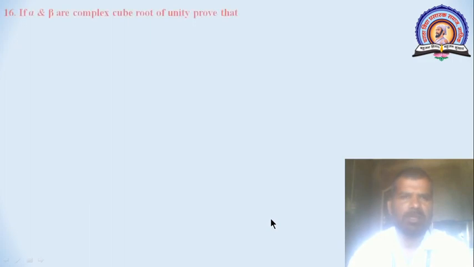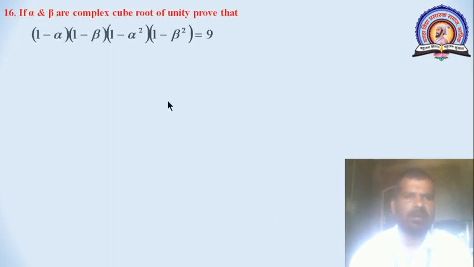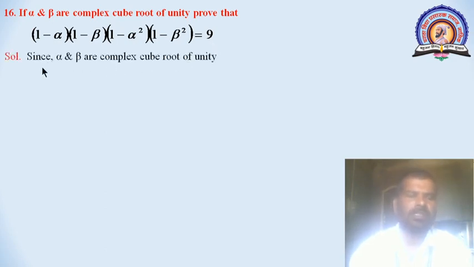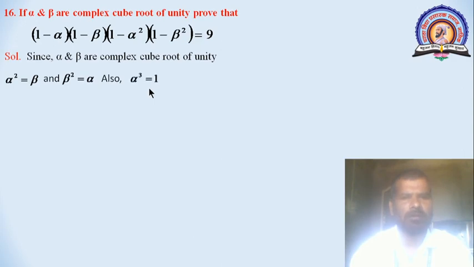Now the next example is: if alpha and beta are complex cube roots of unity, then prove that (1 minus alpha) (1 minus beta) into (1 minus alpha square) (1 minus beta square) is equal to 9. As alpha and beta are complex cube roots of unity, we have alpha cube is equal to 1, beta cube is equal to 1, alpha square is equal to beta, beta square is equal to alpha. Also 1 plus alpha plus alpha square is equal to 0.